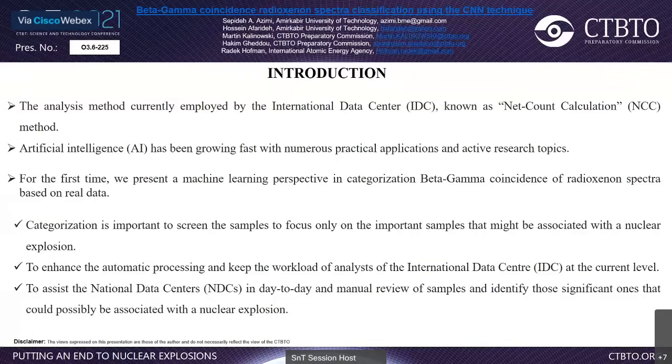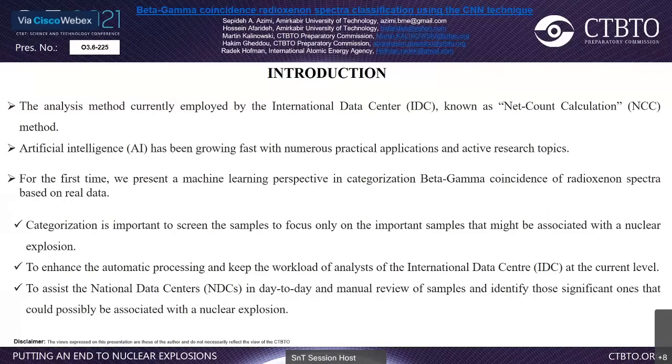Categorization is important to screen the samples to focus only on the important samples that might be associated with a nuclear explosion, to enhance the automatic processing and keep the workload of the analyst of the IDC at the current level, and also to assist the national data centers in day-to-day and manual review of samples and identify those significant ones that could possibly be associated with a nuclear explosion.